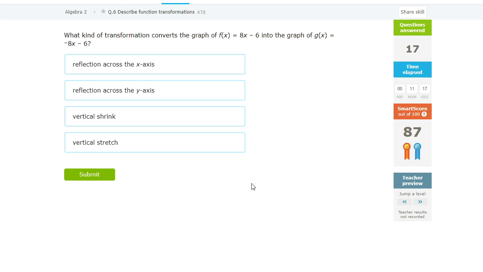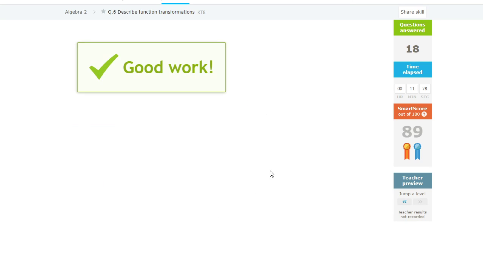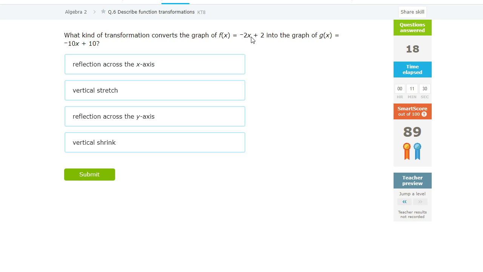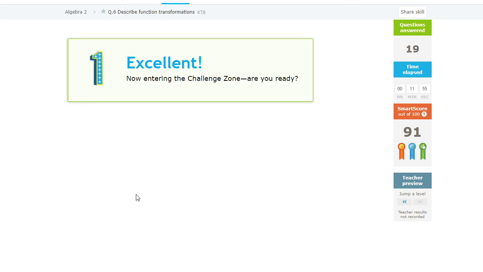Okay? Next, the 8x became negative 8x, but the negative 6 stayed the same. So then that means this guy, again, the negative was inside, so a reflection across the y-axis. And then finally, okay, so I have negative 2x becomes a negative 10x, so I had to multiply by 5. But then the 2 also became a 10, so that means I multiplied this by 5 also. So that means the entire function was multiplied by 5 f of x. Look at your transformations guide, the value is outside, and it's greater than 1. That's a vertical stretch. Okay, and there you go. That would complete this IXL.